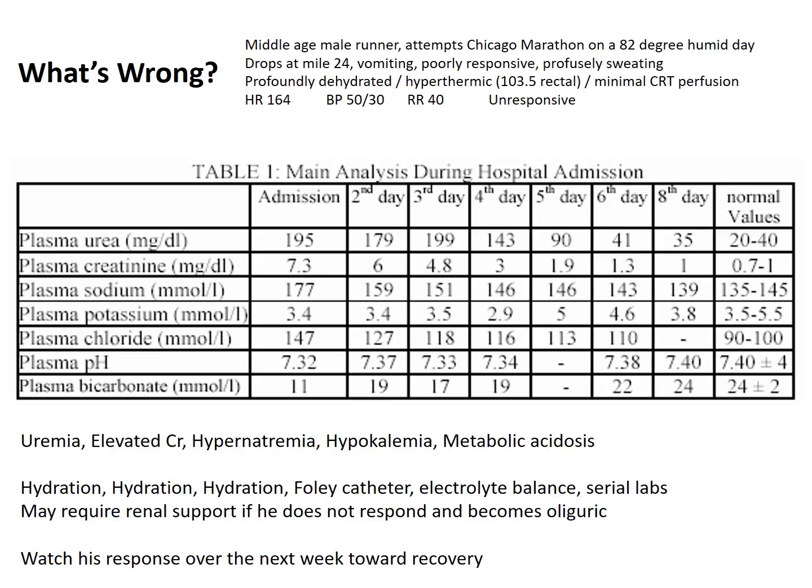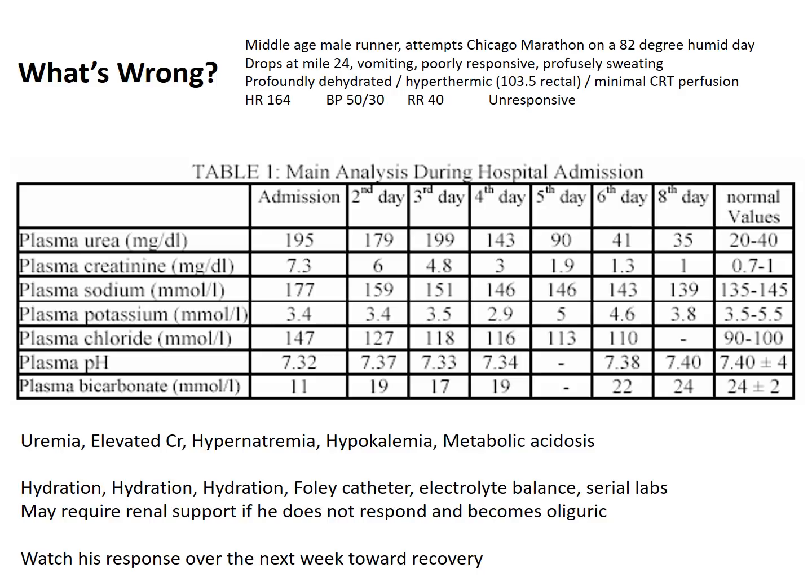All right, so let's take an example. Here's a middle-aged male runner. He's attempting to run the Chicago Marathon on an 82-degree humid day. He drops at mile 24, vomiting. He's poorly responsive. He's profusely sweating. He's found to be profoundly dehydrated. Hyperthermic, core body temperature is up. He has very poor capillary refill perfusion. His heart rate's 164. His blood pressure is low at 50/30. Breathing 40 times per minute and unresponsive. This sounds like a very, very severe case of decompensated hypovolemic shock, right? This guy is probably markedly dehydrated.